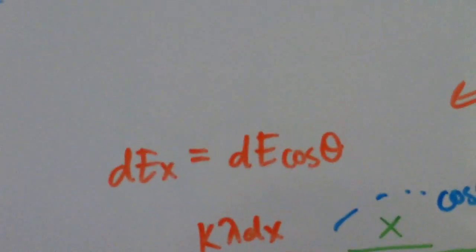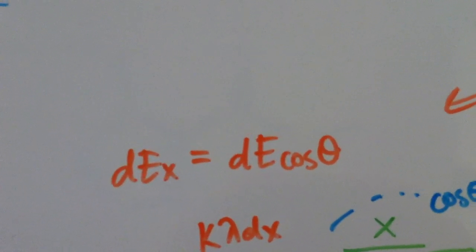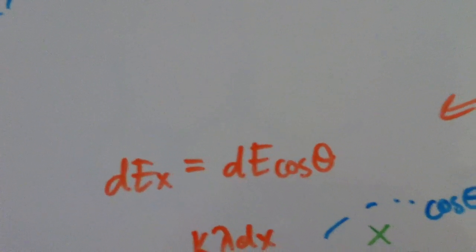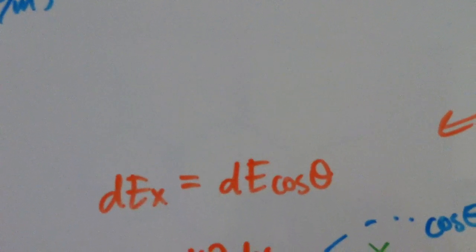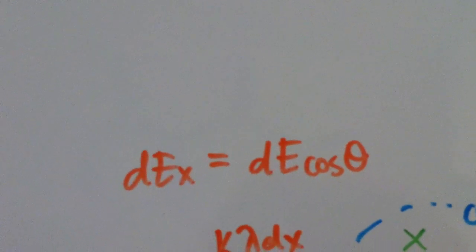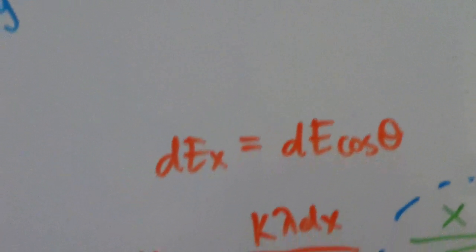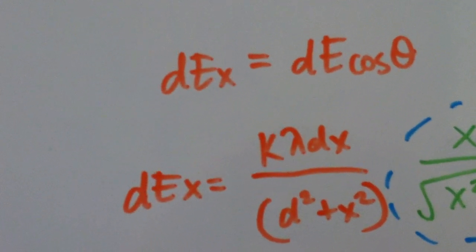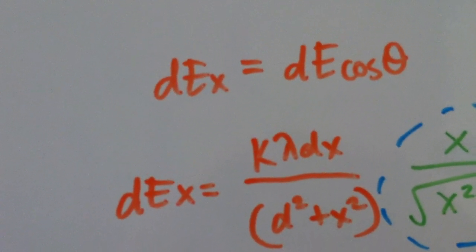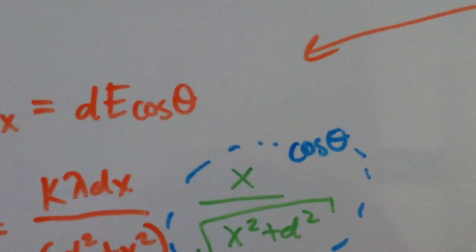So we can go down here and see that dEx is equal to dE times cosine of theta, where, well, I'll show you what cosine of theta is in a second. And what we've done here is we've plugged in the dE that we figured out before, k lambda dx over d squared plus x squared. And now we need to find out what that cosine theta is. So there it is, but let's go see this picture over here.